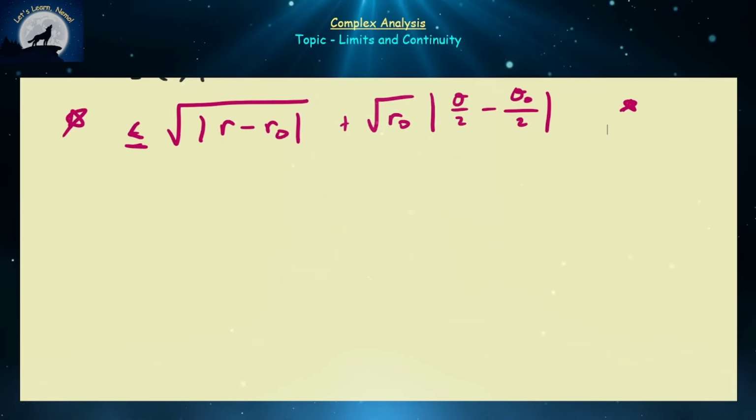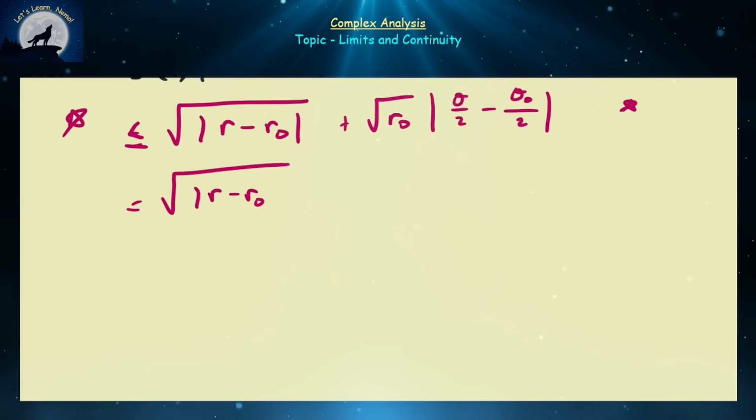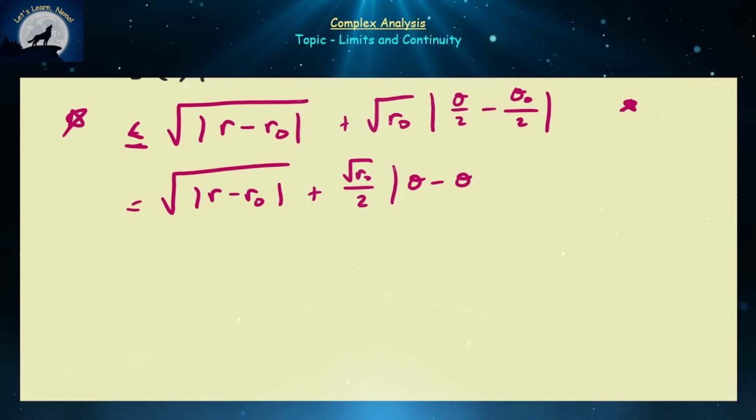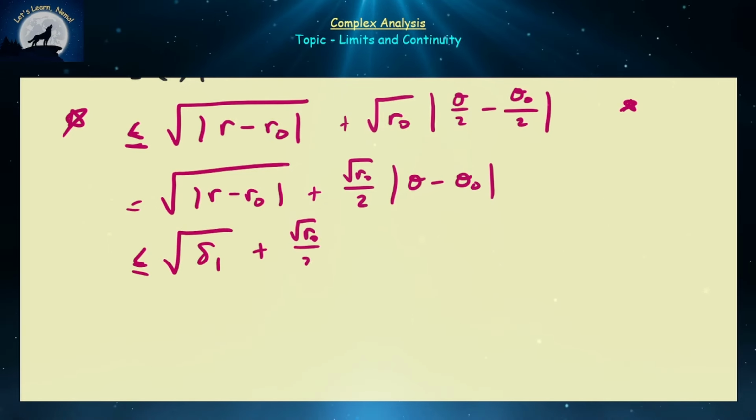So now we're going to start choosing our distances, because we control the distance between r and r naught, and we control the distance between theta and theta naught. And now we have these two inequalities. So now we're going to have a delta 1 and a delta 2, right? So this is going to be less than or equal to the square root of delta 1, and then the square root of r naught over 2 times delta 2.